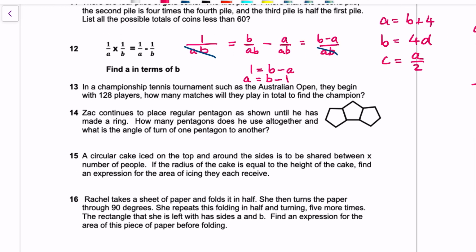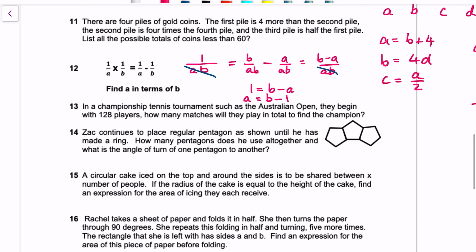Question 13. In a championship tennis tournament such as the Australian Open, they begin with 128 players. How many matches will they play in total to find the champion? A lot of you said 7. It's 7 rounds, okay? Because if you start off with 128 players in the first round, then that would equal 64 games.